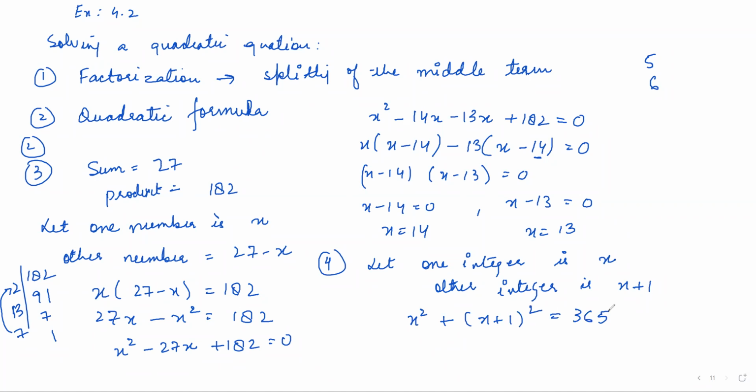You will simplify this. First of all, you bring it into the form ax square plus bx plus c, and then you will do splitting of the middle term. So ultimately you will get the value of x. The next number will be x plus 1, so you will add 1 and get the next number. So Rida, any confusion so far? No, ma'am.